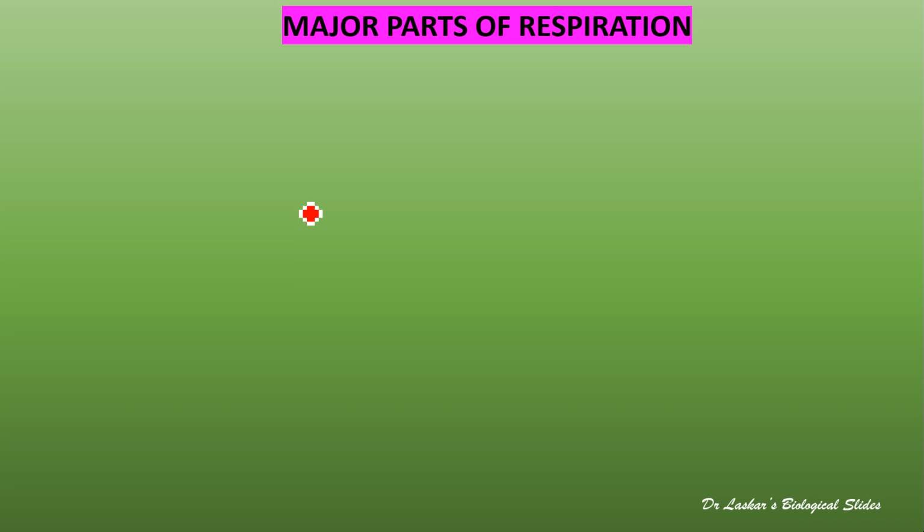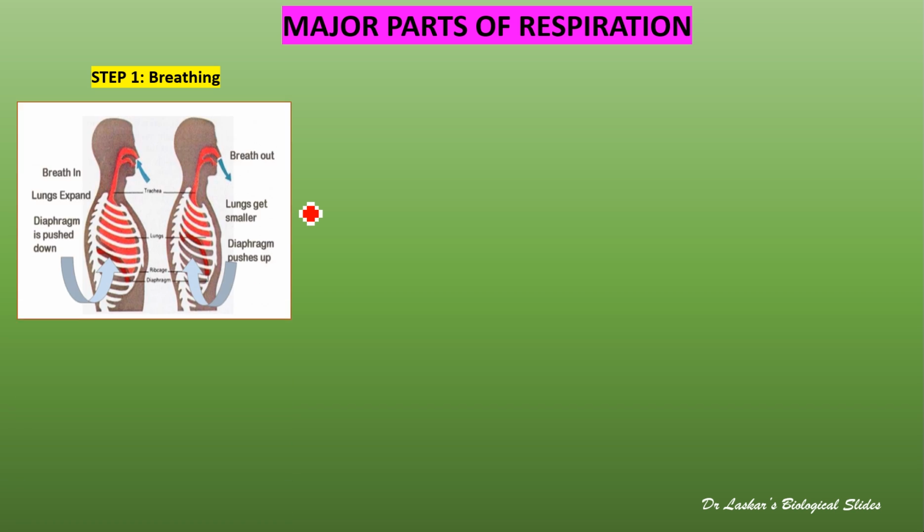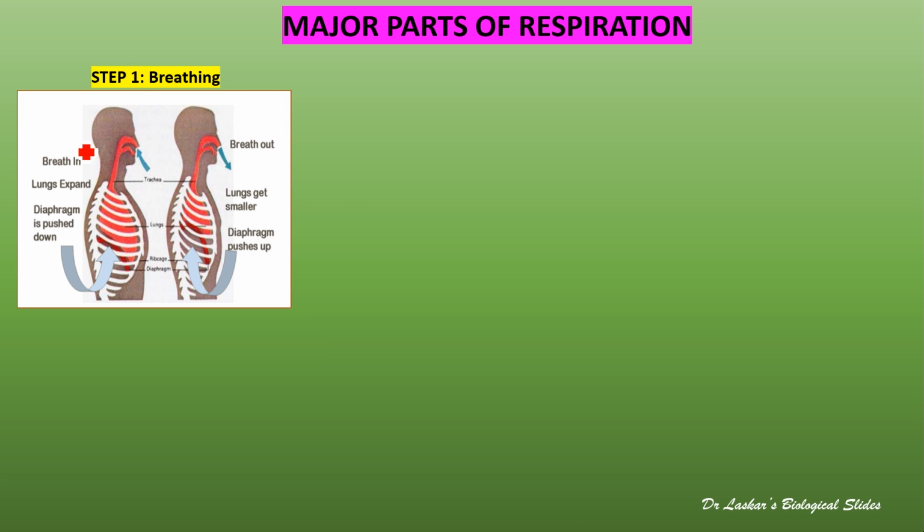Now if we observe the major parts of respiration, we can see there are four major steps. Now stepwise I will discuss the parts. So the first step, step 1, is called breathing. Breathing is a physical process, and through this process we are inhaling oxygen from the atmosphere, and we are exhaling CO2 to the atmosphere from our body.